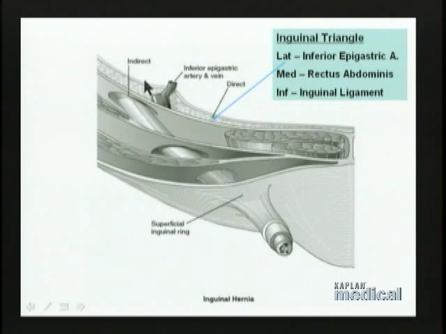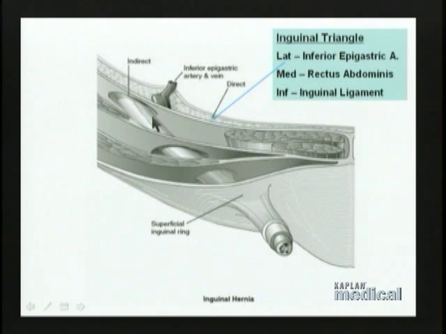And since you would feel that your finger is lateral to the pulse of the artery, and we know that the deep inguinal ring is lateral to the artery, that would tell you that you're in the deep ring. And since only indirect inguinal hernias go through the deep ring, that tells you that this is an indirect hernia.